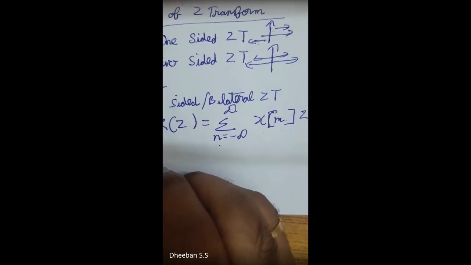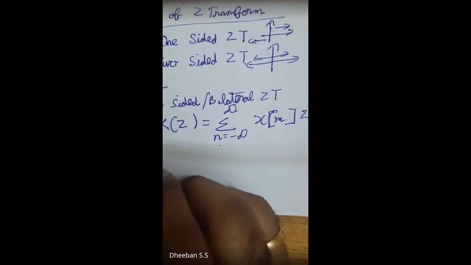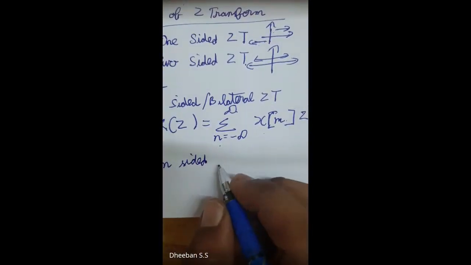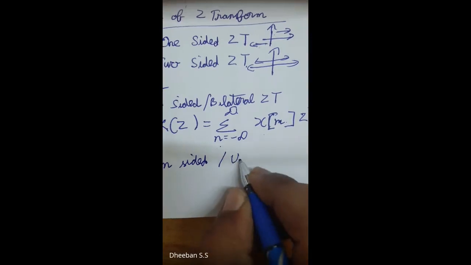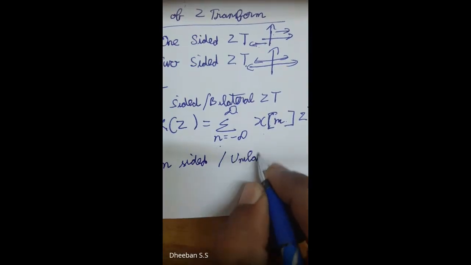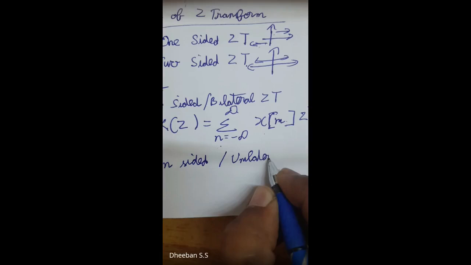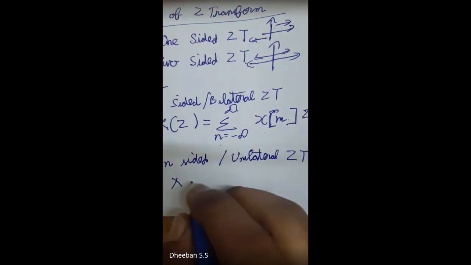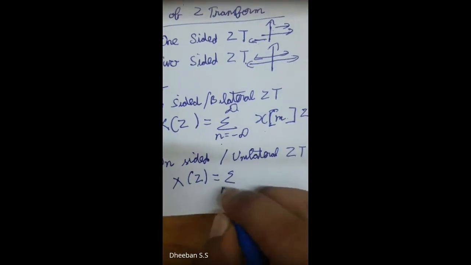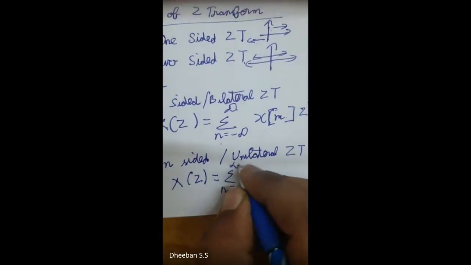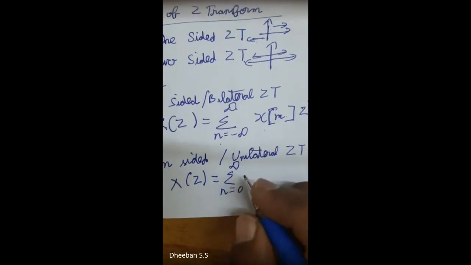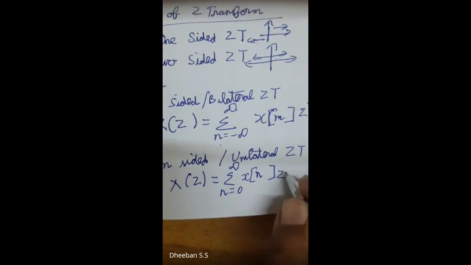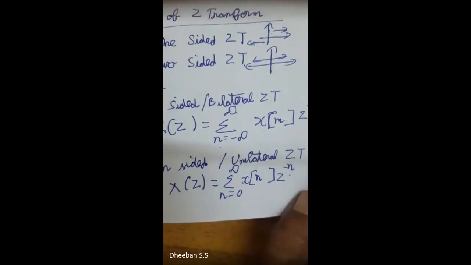Now the one-sided. What is the difference? You'll have only one axis. It will be x of z equal to summation n equal to 0 to infinity, or it can be 0 to minus infinity, the reverse. But it will take place in only one direction.